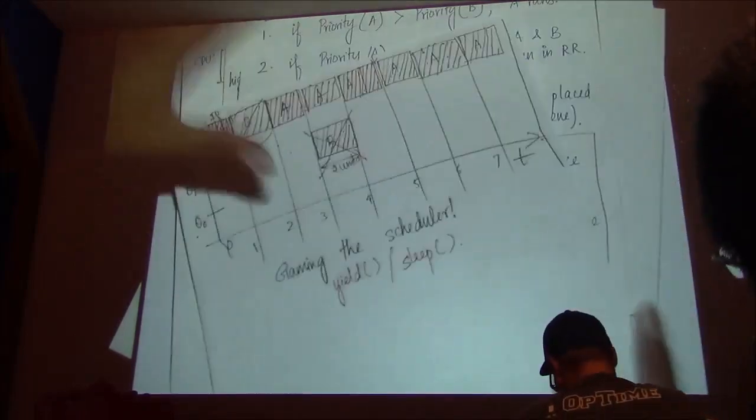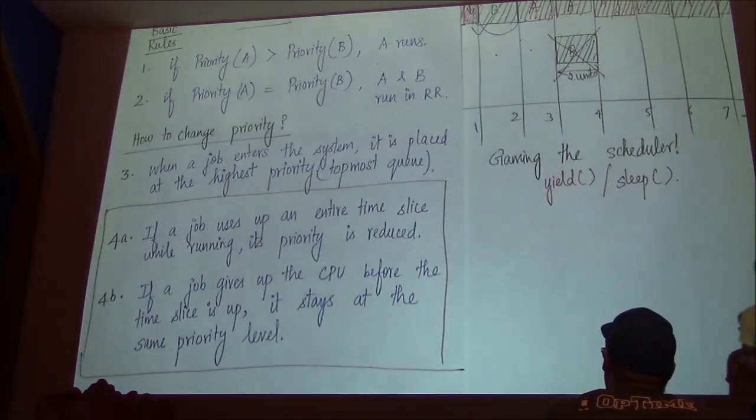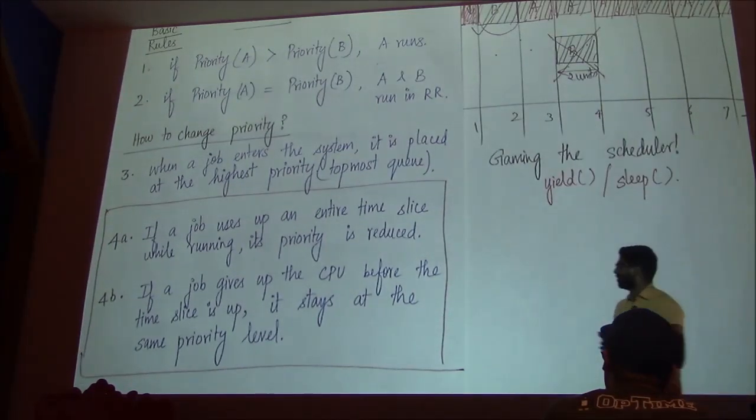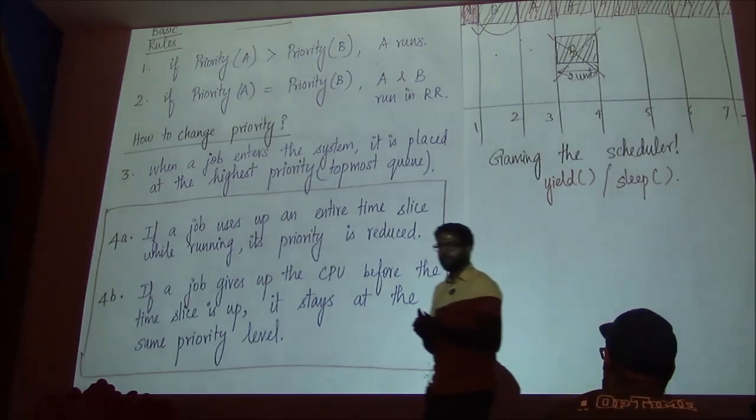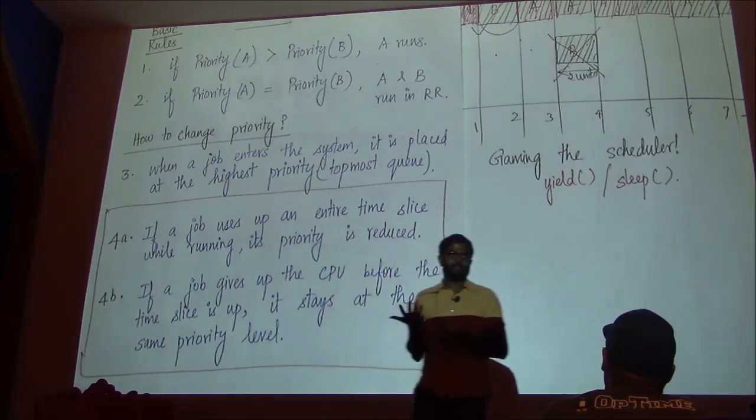Okay, so how can we change or update these rules so that we can avoid someone from gaming the scheduler? You could track the amount of time that you have worked. That would add overhead, but then you wouldn't ever be able to game the scheduler. Exactly, that is the solution.